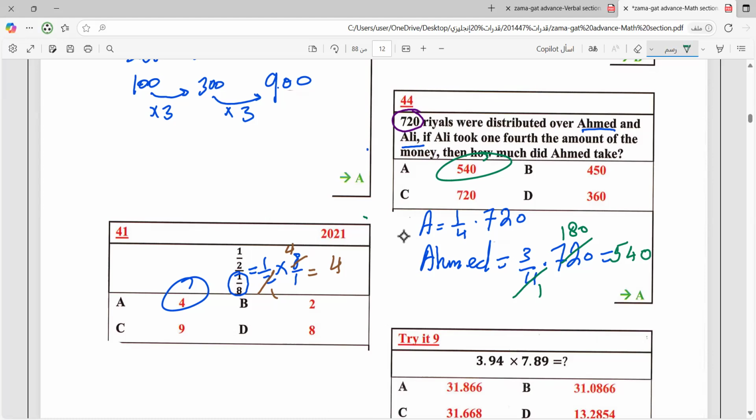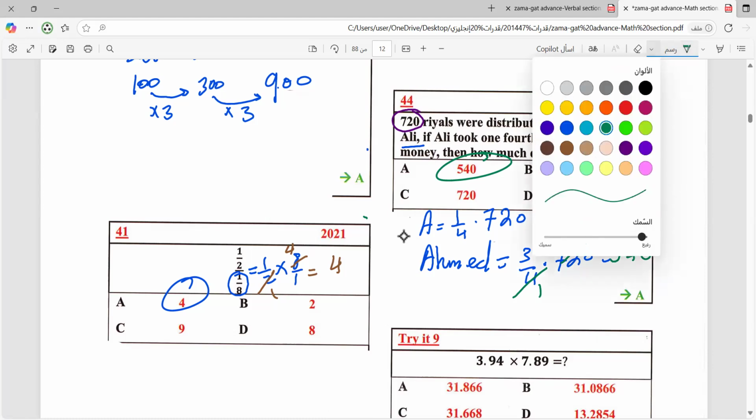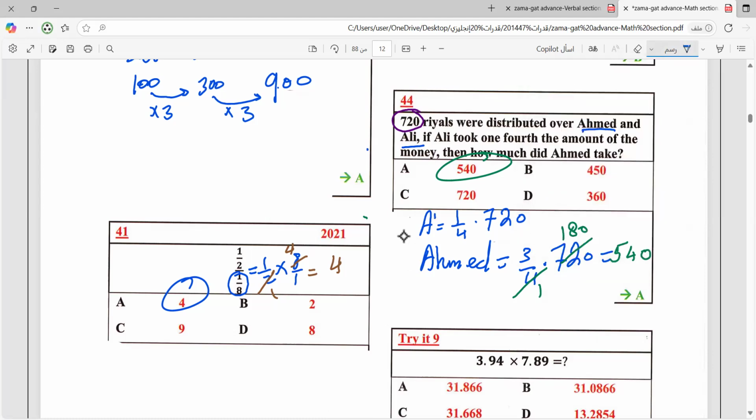Okay, you have another way. You can solve this problem in 2 steps. The first step, you find the amount for Ali. Can I say it? Yeah, you can. Okay, continue. First, we find the amount of Ali, and then we minus that from 720.